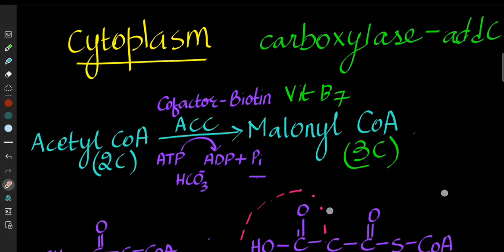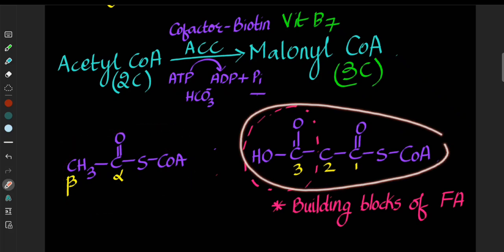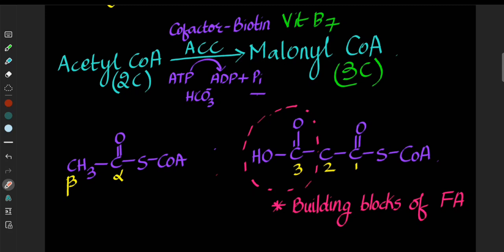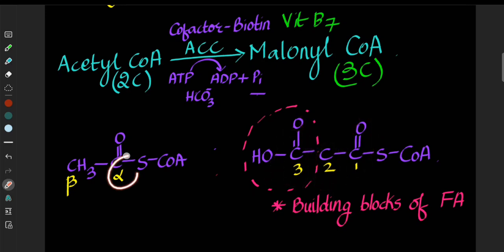So acetyl coenzyme A looks like this, and then malonyl coenzyme A looks like this. I've just given them numbers. You can call it 1, 2 as well. And then I've given here 1, 2, and 3. So 1 carbon, 2 carbon, so a 2-carbon compound. 1 carbon, 2 carbon, 3 carbon, so a 3-carbon compound.